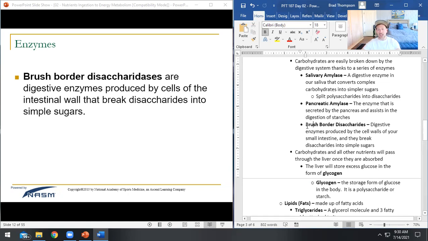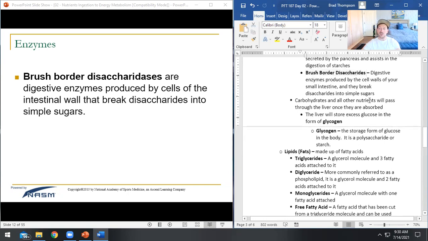And then lastly, you've got what are called brush border disaccharides, which are digestive enzymes that line the walls of your cells. If a piece of glucose brushes along the border of a wall in a cell, it will break it down into a simple sugar. These are produced by the cells of your intestinal wall, and they take any disaccharides that haven't been broken down into monosaccharides just yet, and finally break them down. And so now you are left with nothing but one simple sugar.